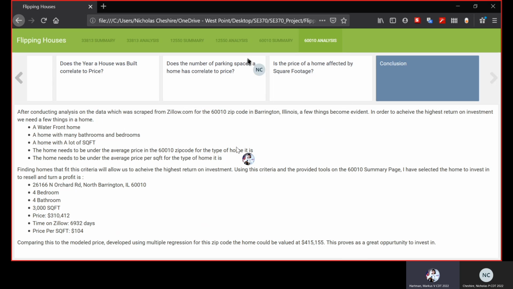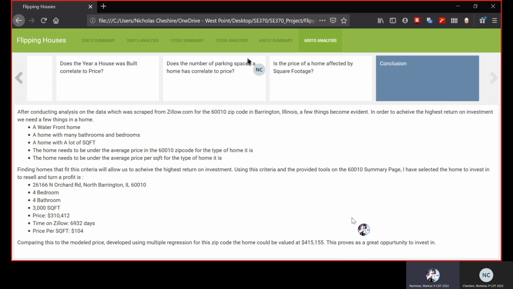A home with many bathrooms and bedrooms, a home with a lot of square footage. We want it to be under the average price for that type of home and under the average price per square foot for that home as well. And this is the house that we found. It meets all those same requirements and is priced around $310,000. And the average price per square foot is about $104. And then using our multiple regression model, we priced this house at around $415,000.